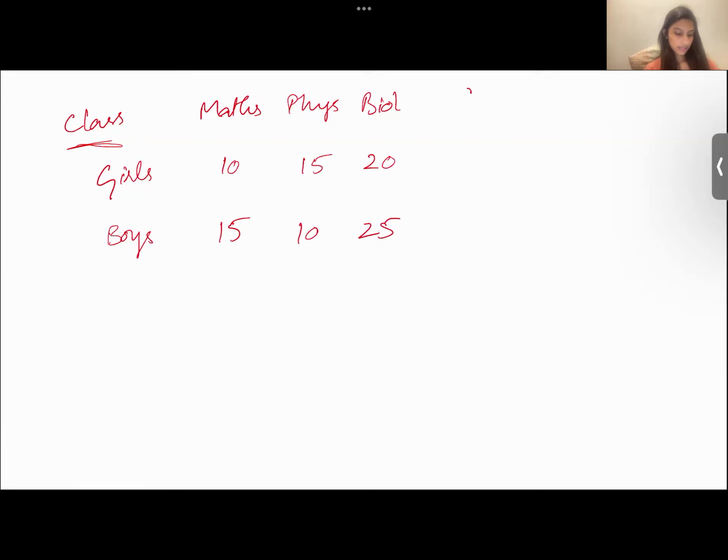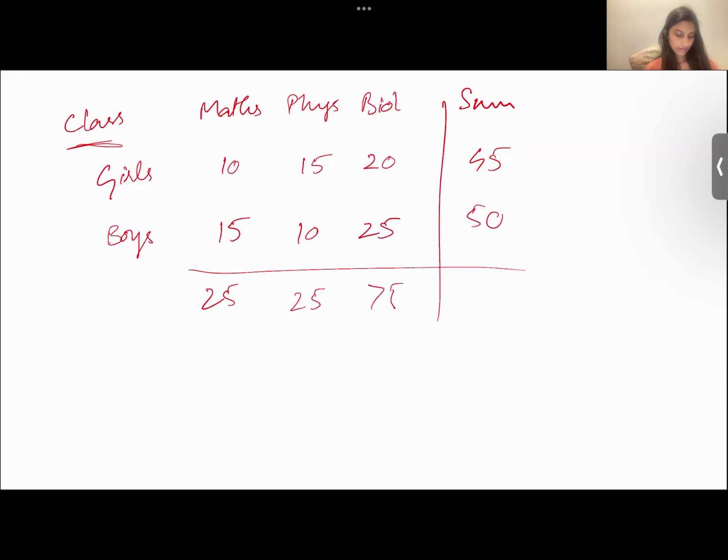So what would be the sum of all these? 20, 15, 30, 45. And 25 plus 35 plus 15 is 50, right? And then 25, 25 again. What is it? 575. So yeah, this is X, Y, let's say.